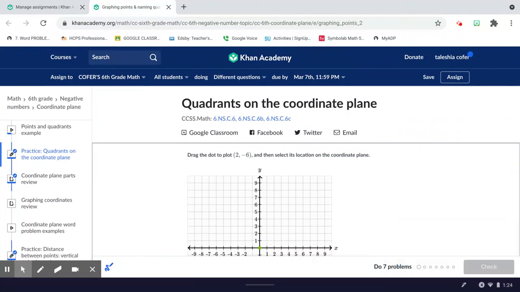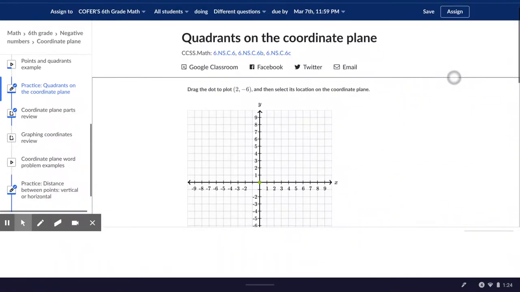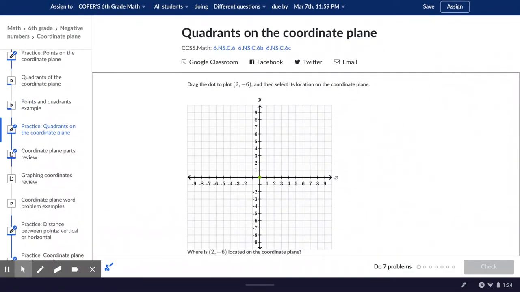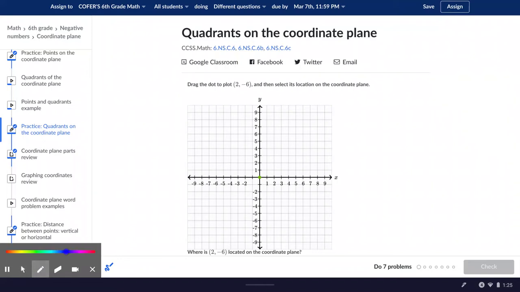Okay, guys, when I was looking back over the grades, I noticed that quite a bit of people got confused on the assignment with quadrants on the coordinate plane. So I'm going to do some of those examples again. So this one says drag the dot to plot 2, -6, then select its location on the coordinate plane.